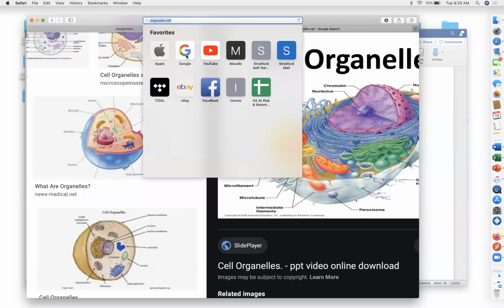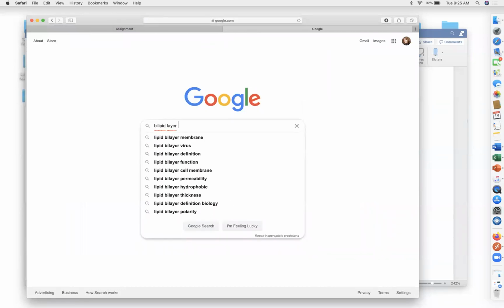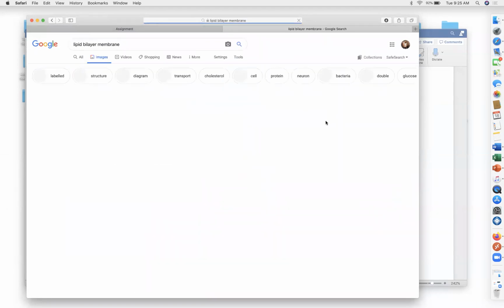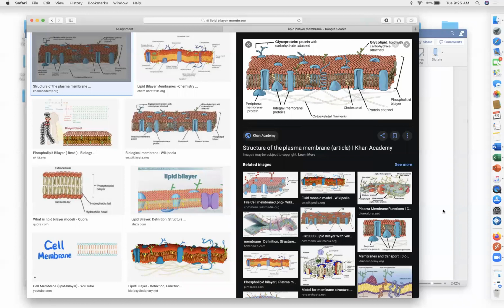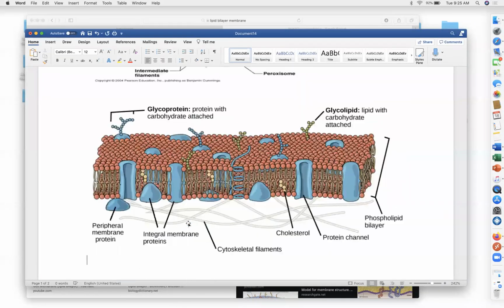So the next picture we're going to look at is the bilipid layer membrane. And let's look at that wonderful picture. And this is my favorite picture. I always use it. Copy image. And I'll make these pictures available to you guys. God bless you, computer. Okay.